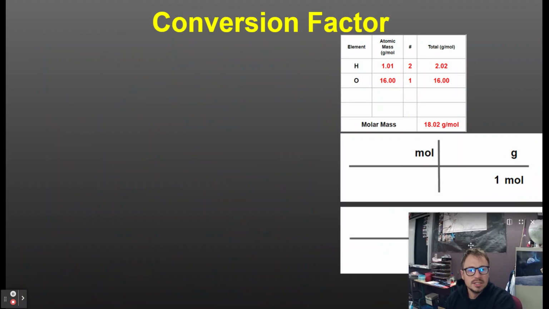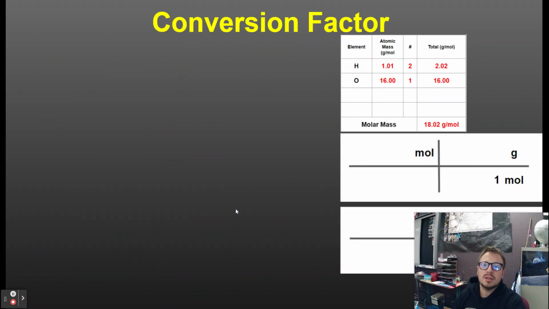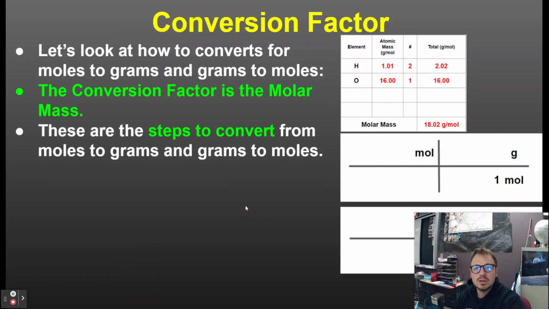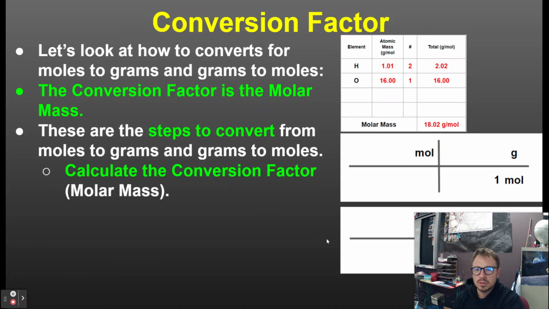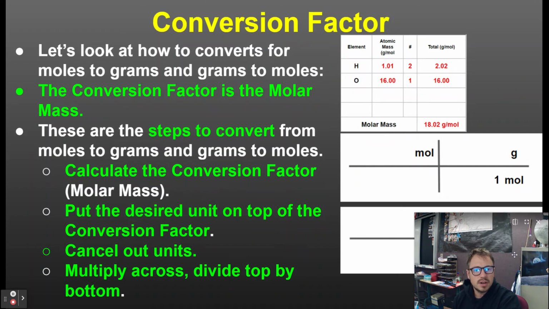So now let's take a look at a conversion factor. We're going to need to be able to convert from moles to grams and grams to moles. So the conversion factor is the molar mass. Here are the steps to convert from moles to grams and grams to moles. First, calculate the conversion factor, or that molar mass. Put the desired unit on top of the conversion factor, cancel out the units, multiply across, divide top to bottom.